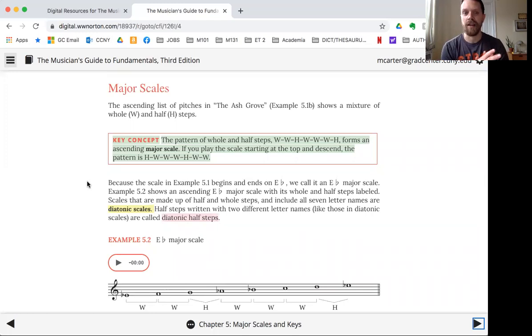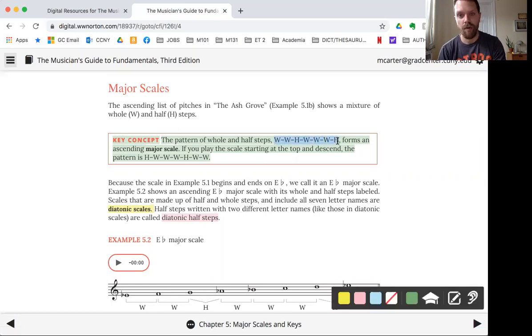And as I just said, there's an ordered pattern where every note is separated by a whole or a half step. So for a major scale, the pattern looks like this: whole, whole, half, whole, whole, whole, half. That's ascending, right? Going up, an ascending major scale.